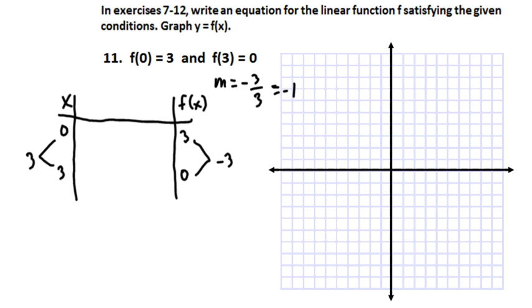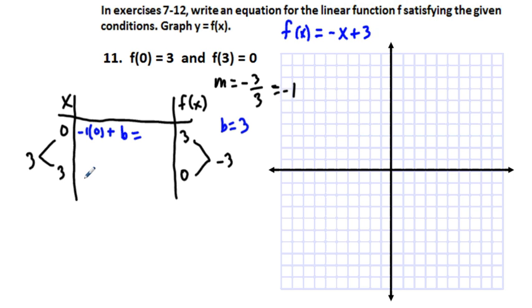So we're going to use this here. We'll say negative 1 times 0 plus b is equal to 3. I'm already kind of working ahead. So therefore, 0 plus b equals 3. So therefore, b does equal 3. So our function is going to be f of x equals negative 1x plus 3.